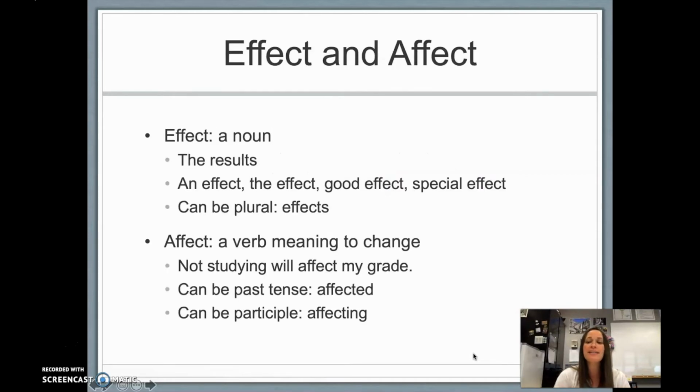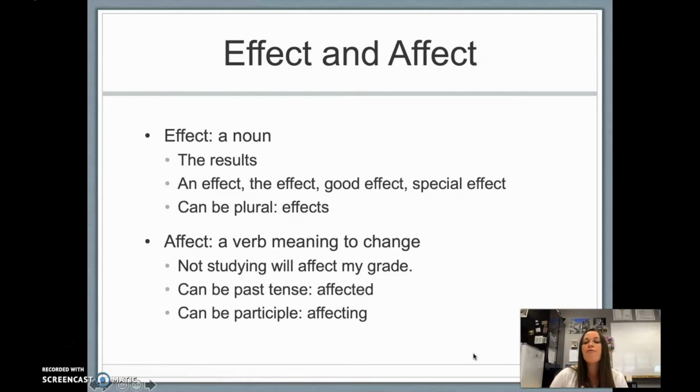Next one, effect and affect. All right, this one is really commonly confused. Effect is a noun, okay? It literally means the result, okay? An effect, the effect, a good effect, a special effect. The plural is the effects, right? So it's a noun. An affect, or to affect, is actually a verb meaning to change, okay?